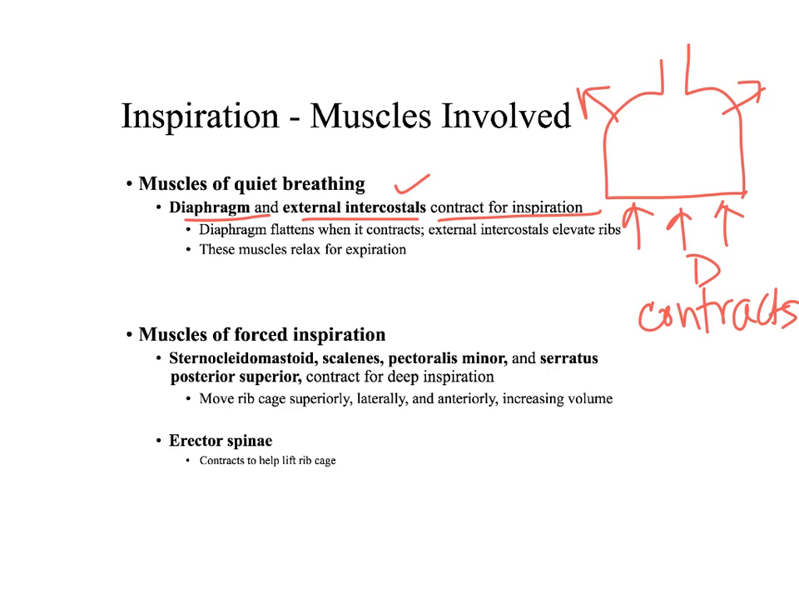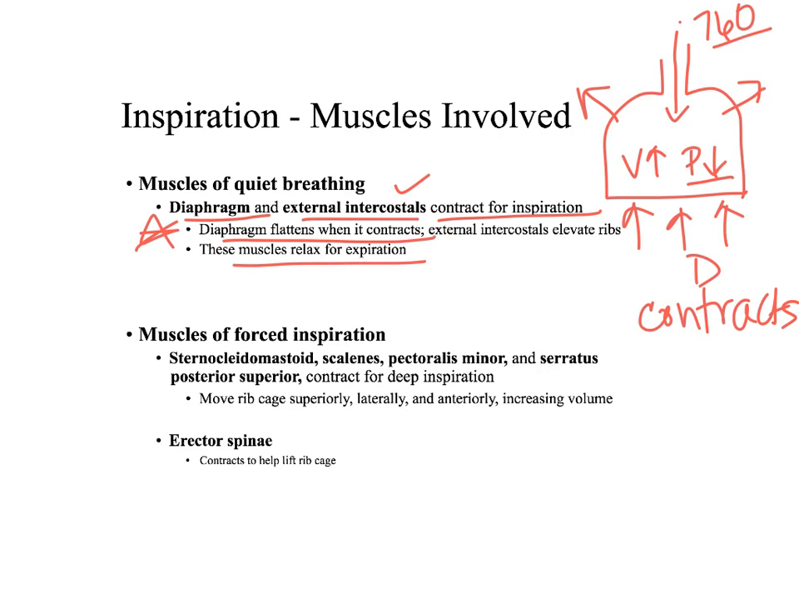So the diaphragm contracts. When this happens, we're going to increase the volume. So that means the pressure in here is going to go down. Then the pressure in here is less than the pressure out here, so the air will flow in. So the diaphragm flattens when it contracts. That's important. You need to know that.